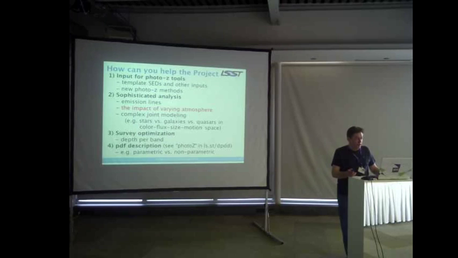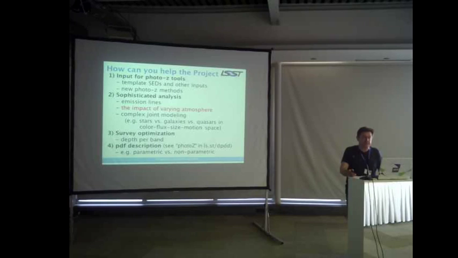Now, to get to the end of my talk, this is what I wanted to use to open discussion. These are some of the high-level things that we would like you to help with, and that was basically the point of the meeting in Pittsburgh. We do need more work done on template libraries and other inputs to these algorithms. We may hope that there will be new photometric regression methods developed. We need more sophisticated analysis of various effects that we didn't model precisely to date, like emission lines.